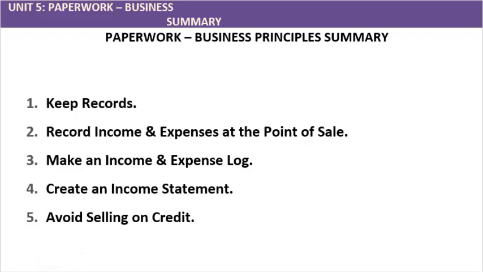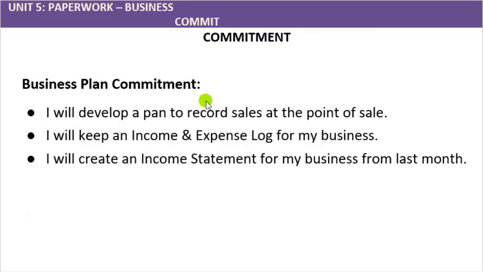Okay, so let's go over our commitments for unit 5. Our business plan commitment: we are to develop a plan to record sales at point of sale. We are also told to develop an income and expense log for our businesses. Number 3 is to create an income statement for your business from last month. So use last month's records. If you don't remember, you can put any figures there for practice sake.